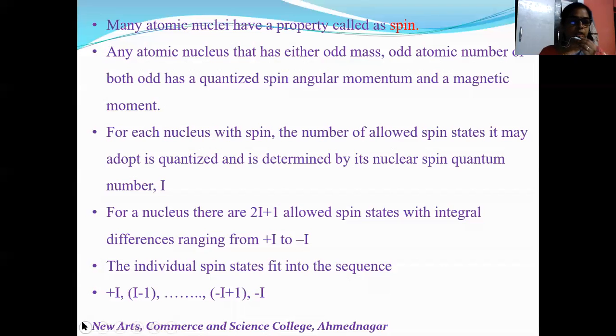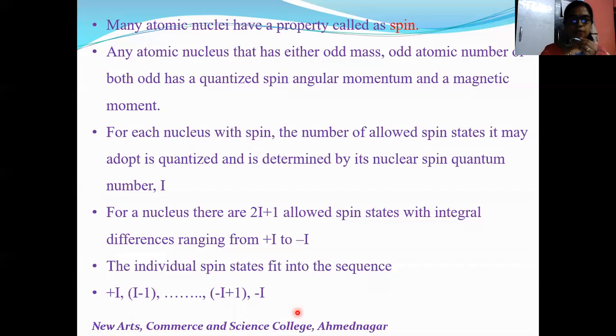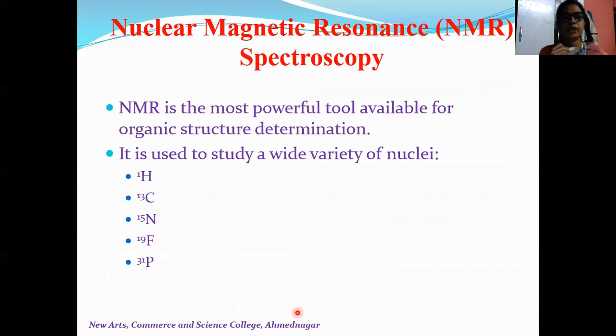Good morning, students. Nuclear magnetic resonance spectroscopy is the technique which is used in organic structure determination. It is used to study a variety of nuclei, including proton, carbon 13, nitrogen 15, fluorine 19, and phosphorus 31. Now, if you observe this list carefully, you will notice that some common nuclei like oxygen, sulfur, or carbon 12 are not included in this list.